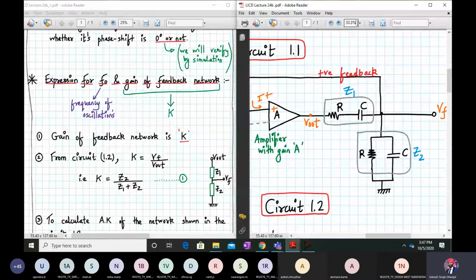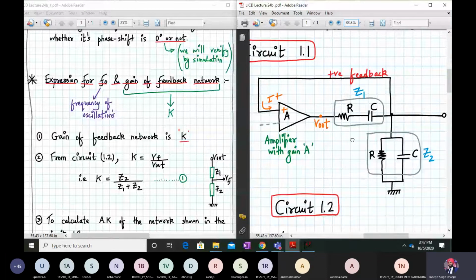I suppose this is visible now, the circuit diagram. Let me just reduce this a little.